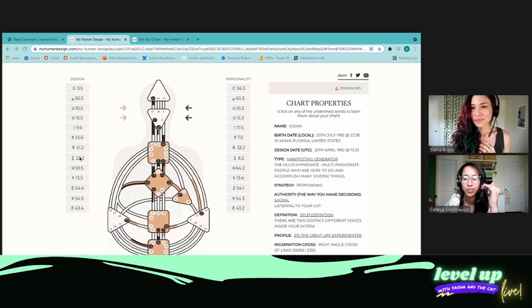Can I just say really quick, I left Sasha a voice text on my way home saying that she should listen to her gut because her instincts are usually pretty strong. And it literally says right here, authority, the way you make decisions. Yeah. Listen to your gut.